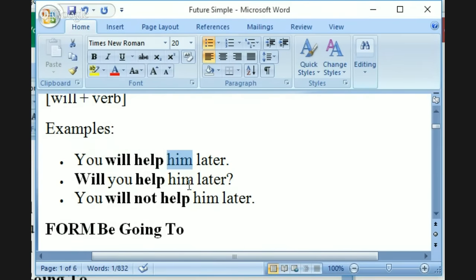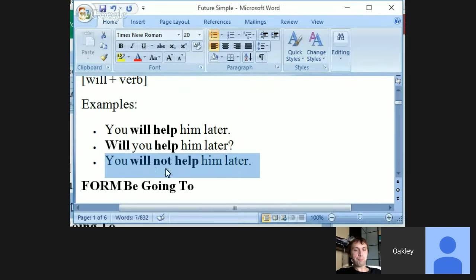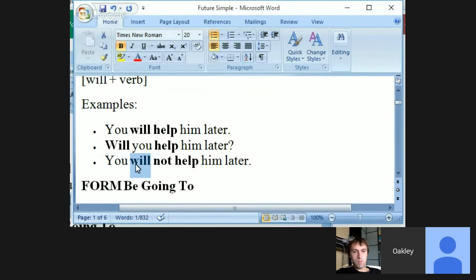Pretty simple. As always, in the question form, the first auxiliary or helper verb, in this case, will, will transpose or switch places with the subject noun. So, for example, will you help him later? In the question form, not only for future tenses, but for actually all verb tenses, when we form the question, the first auxiliary will go first in the question. In the negative form, the not, which makes it negative, will follow that same first auxiliary. You will not help him later.